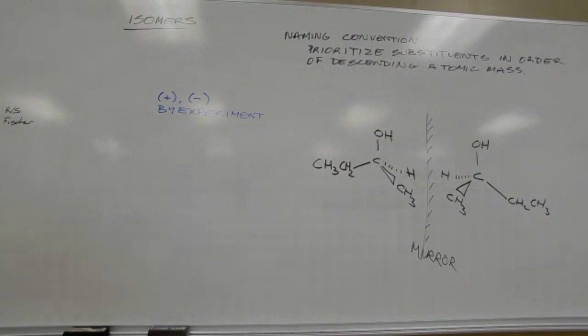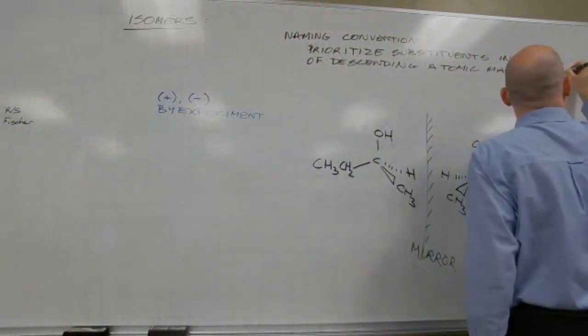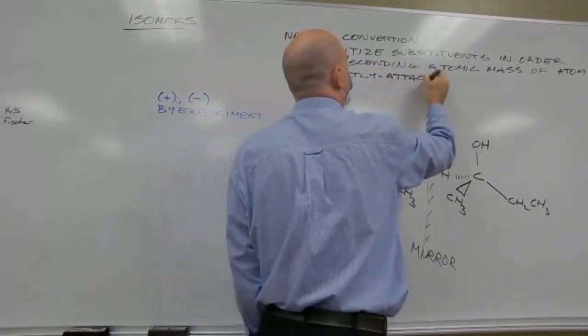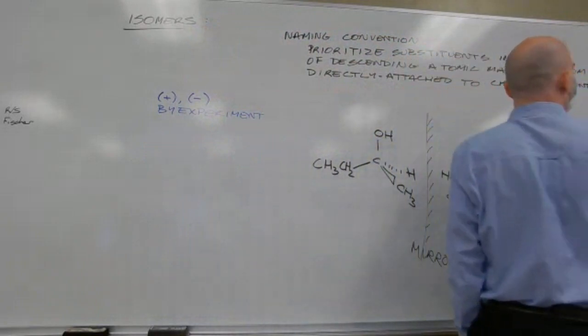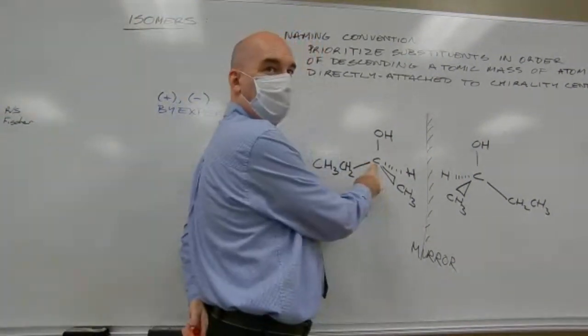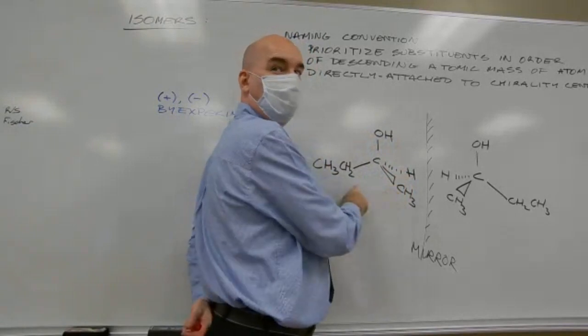Going to prioritize the substituents in descending order of atomic mass, only of the atom directly attached to the chirality center. So the very first thing that I have to do when thinking about a chiral molecule is to identify the carbon that has 4 different bonds. Sketch it out, and then we're going to number them in descending order. That's my chirality center. The atoms that are directly attached to it are oxygen, hydrogen, carbon, and carbon.